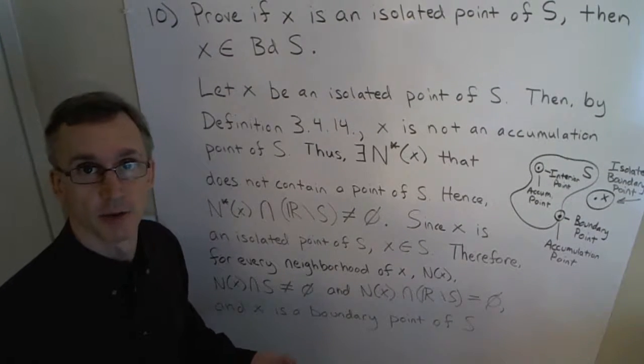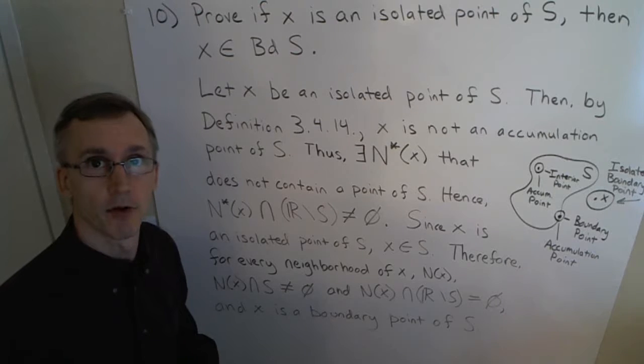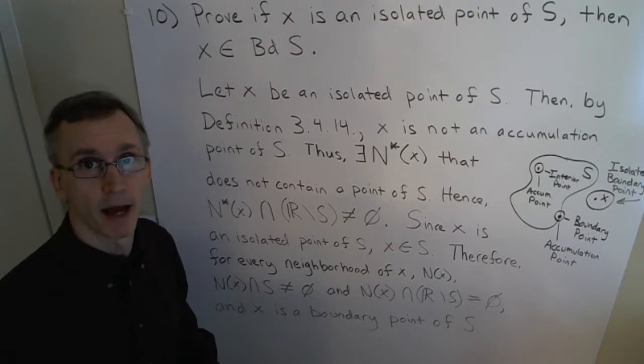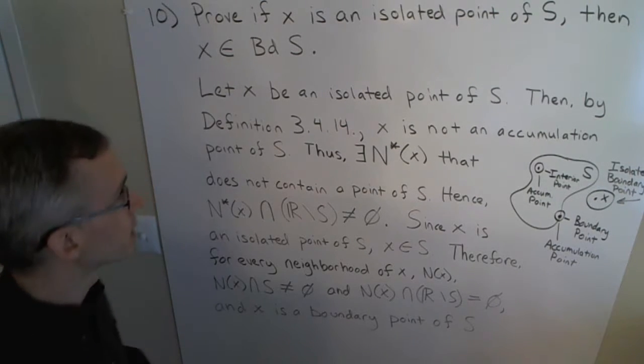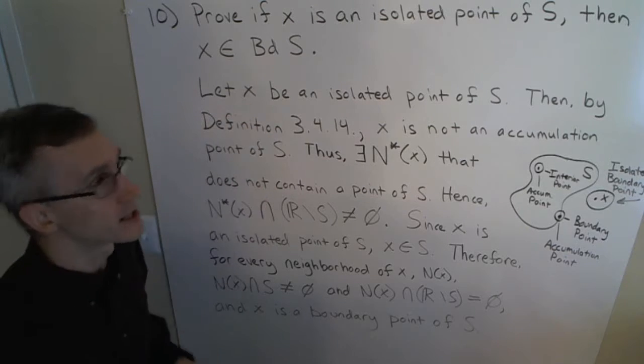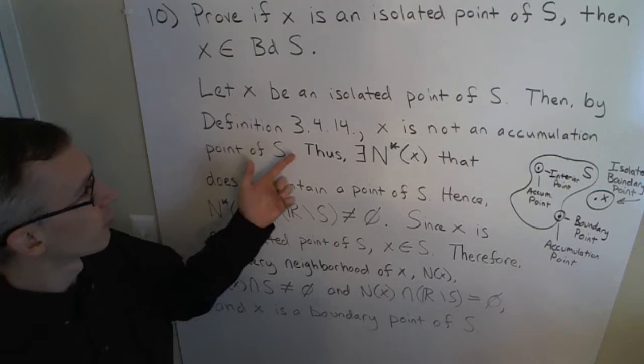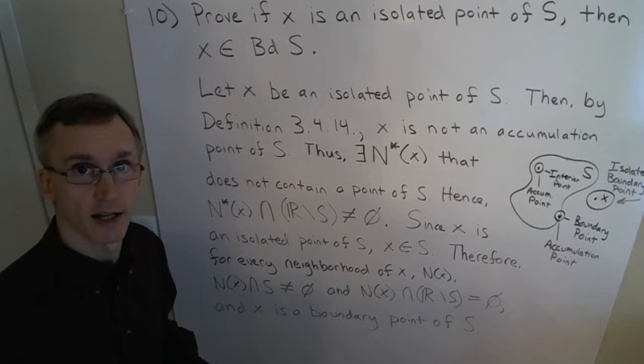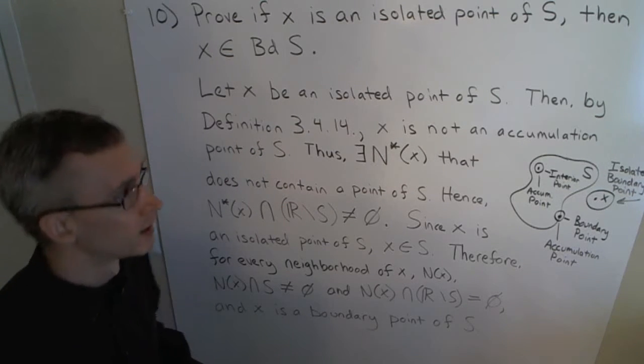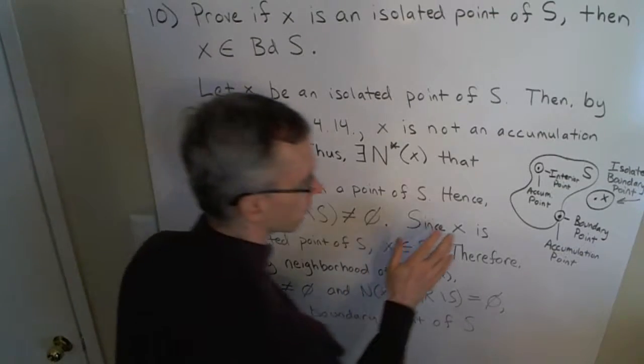In this exercise, we show that if x is an isolated point of S, then x is in the boundary of S. We begin with the assumption declaring x to be an isolated point of S. Then, definition 3.4.14 tells us that x is not an accumulation point of S. The diagram compares three different points.